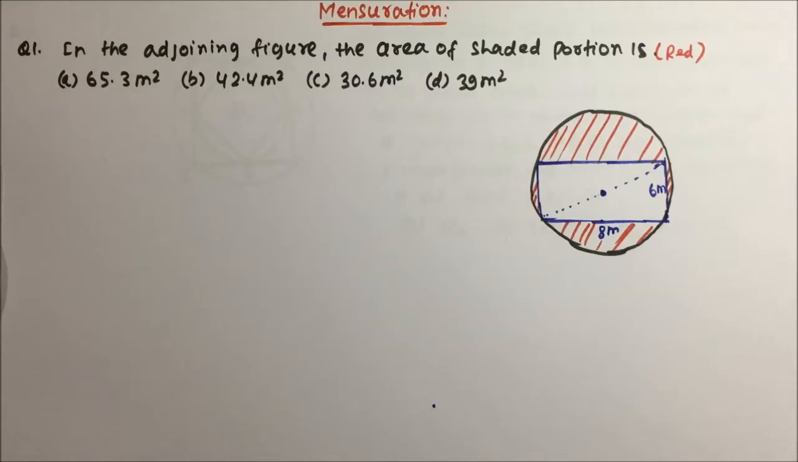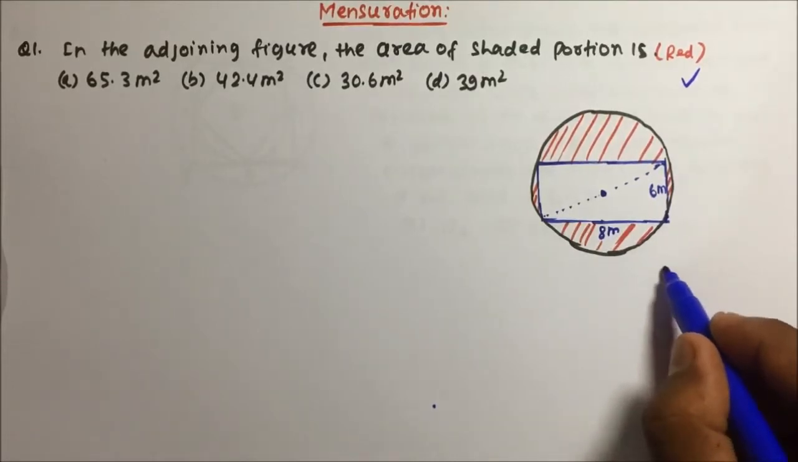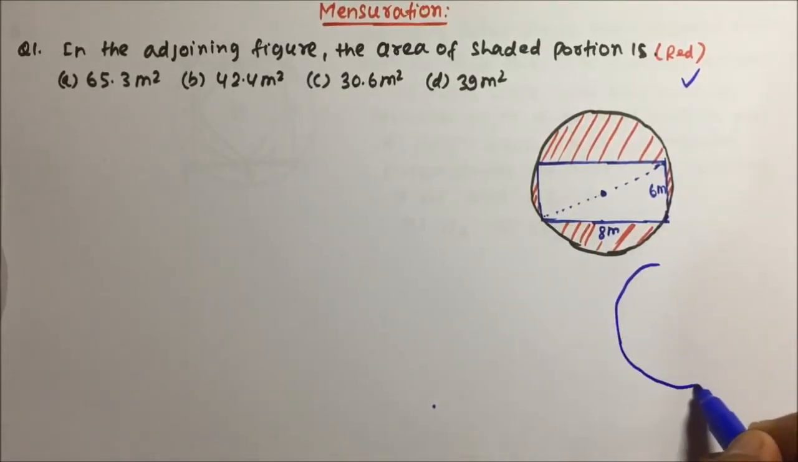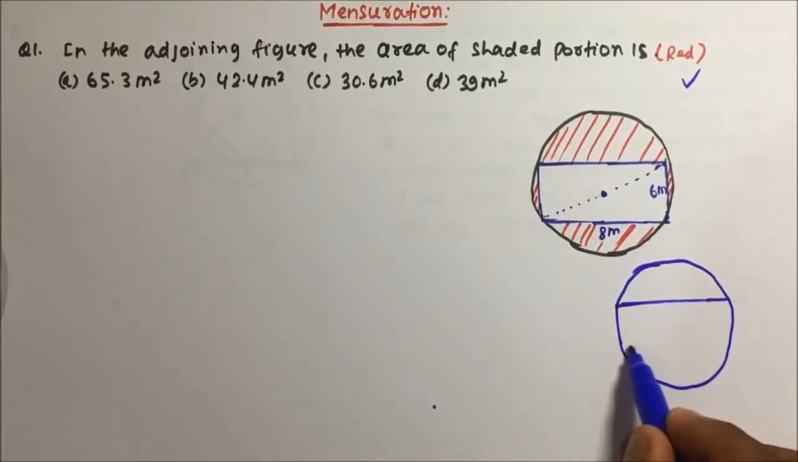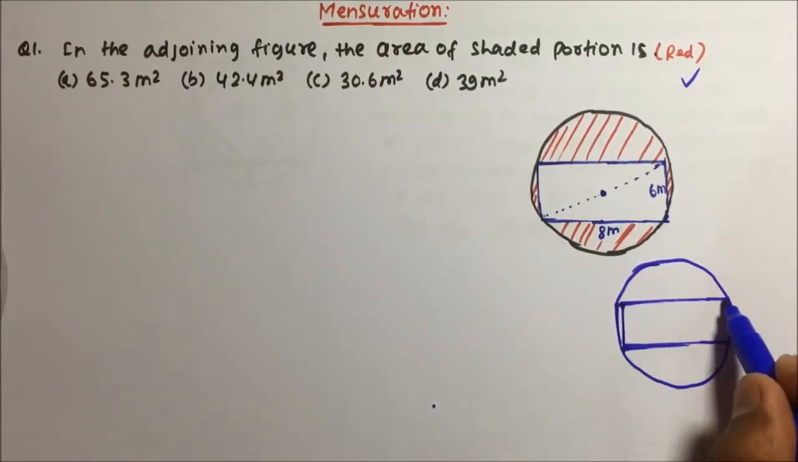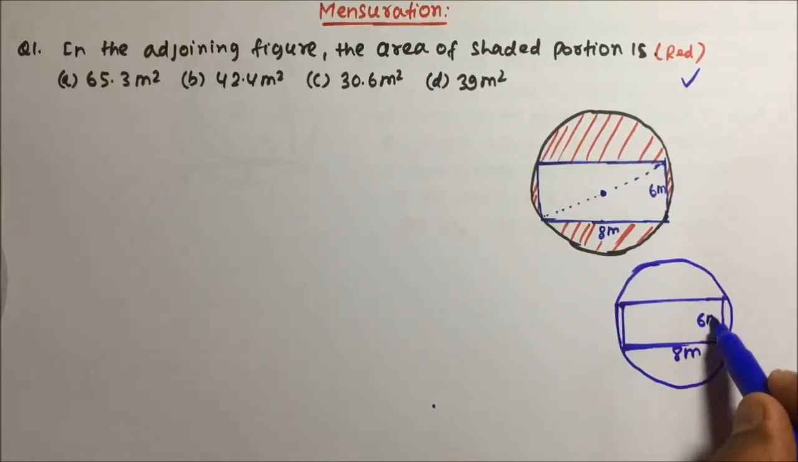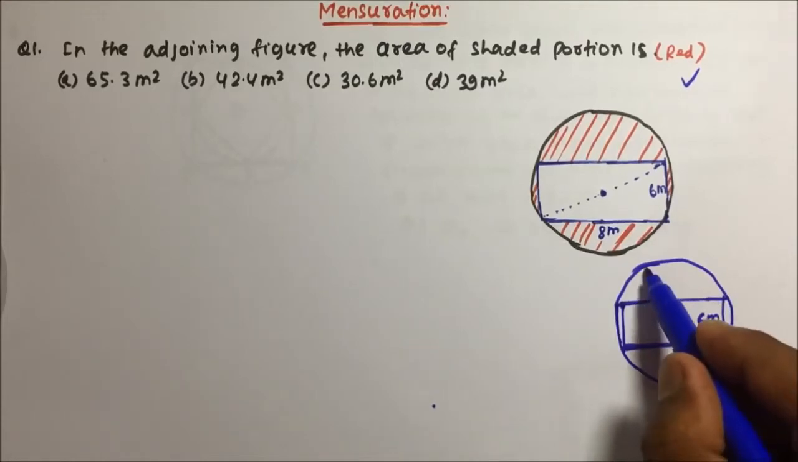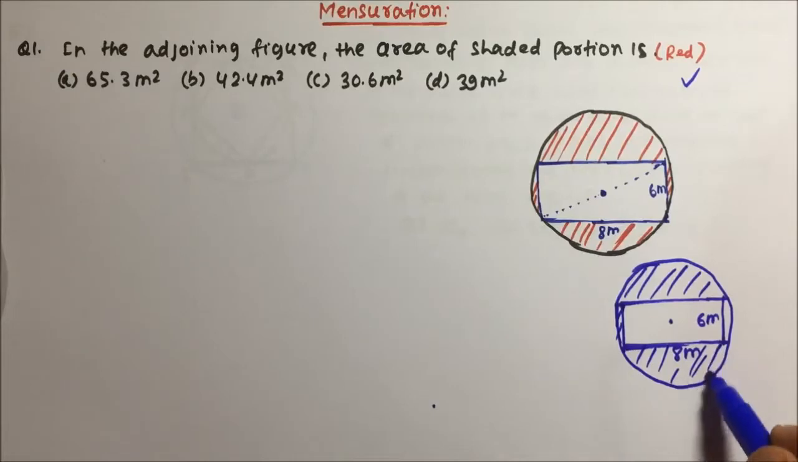So if you see the question in the adjoining figure, the area of the shaded portion is... So friends, the diagram is not perfectly correct. I can draw it again for you. So there is a circle, and inside that I have a rectangle. Then you can see this portion here, and this rectangle's length and breadth are given, and you have been asked the shaded portion area. So this you have to calculate.